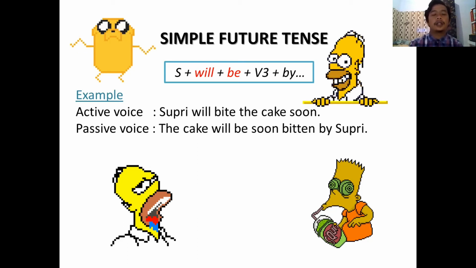Okay, jadi kita harus memahami dan mengingat bahwa will plus be plus verb 3 and by. Oke, itu adalah simple future tense.